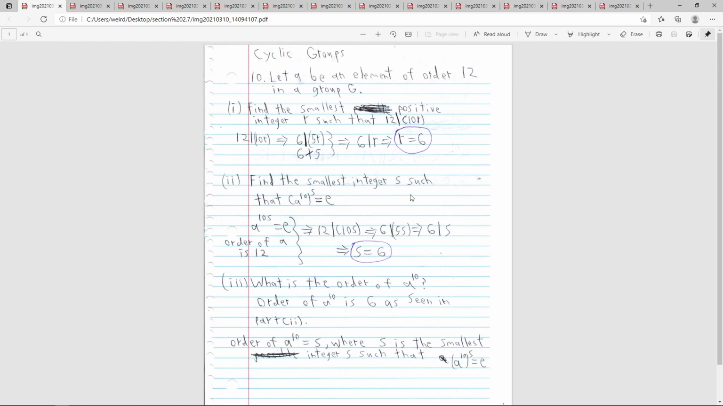Find the smallest integer s such that a raised to 10 raised to s equals e. So a to the 10s is what this means, equals e. The order of a is 12, that means 12 divides 10s, which means 6 divides 5s, which means 6 divides s, so s equals 6.